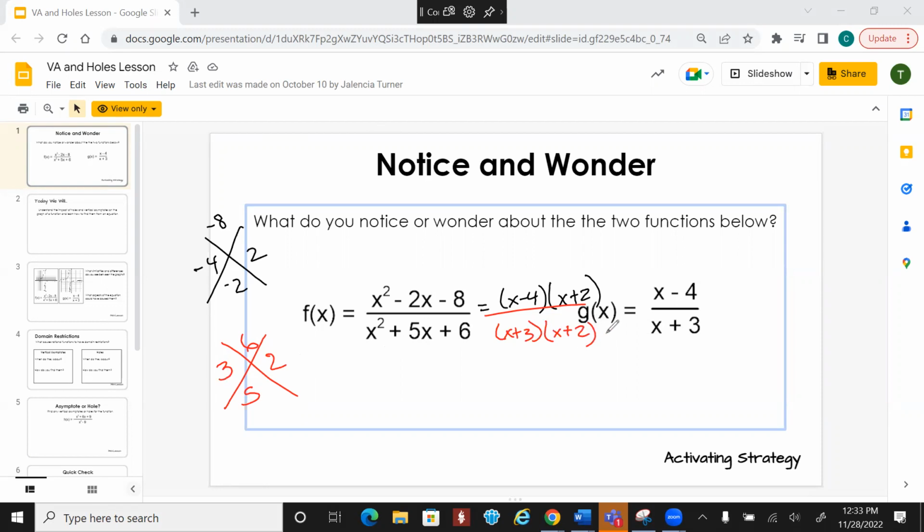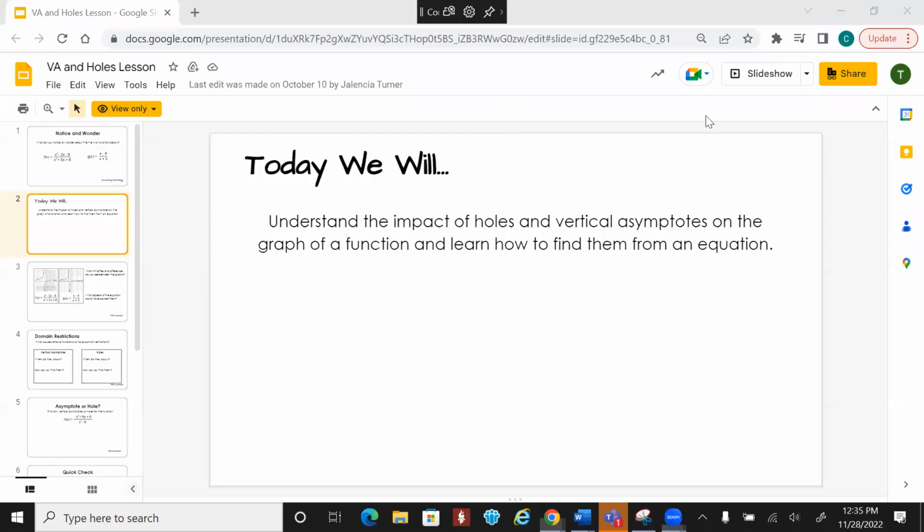Do you notice how there's a repeat in the top and the bottom? Well, we learned last Friday that we can cancel these out and rewrite this as x minus 4 over x plus 3. Notice how now this equation is the exact same as this equation, except this equation has a hole at x equals -2. So today we're going to talk about holes and vertical asymptotes.